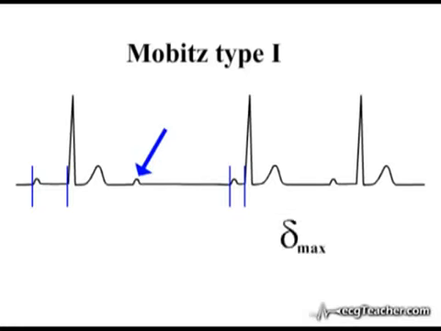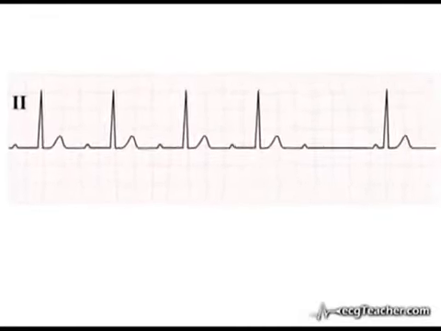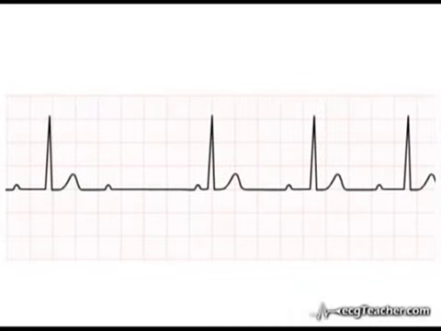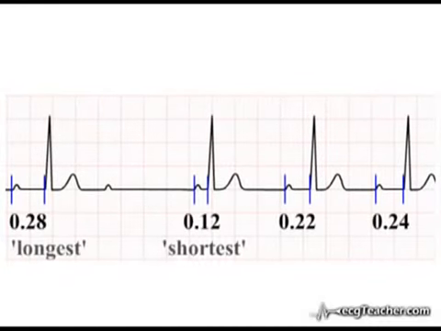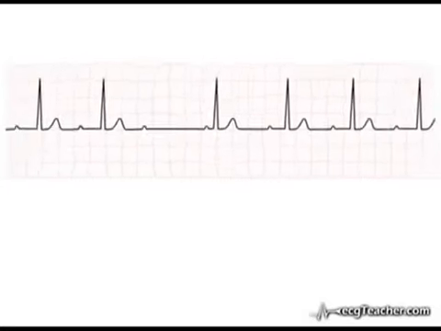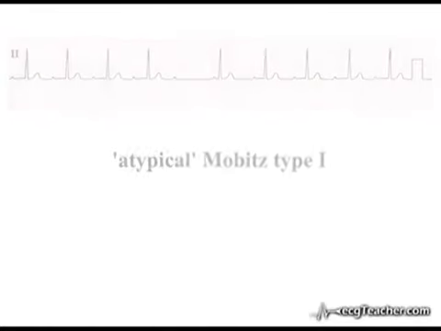Also, the largest change in the PR interval is observed between the first and second beats following the non-conducted P wave. Despite the apparent uniformity of the PR intervals within the main body of this group, analysis of the PR intervals around the time of the non-conducted P wave indicates that this is a Mobitz type 1 second degree AV block. This situation is termed atypical Mobitz type 1.